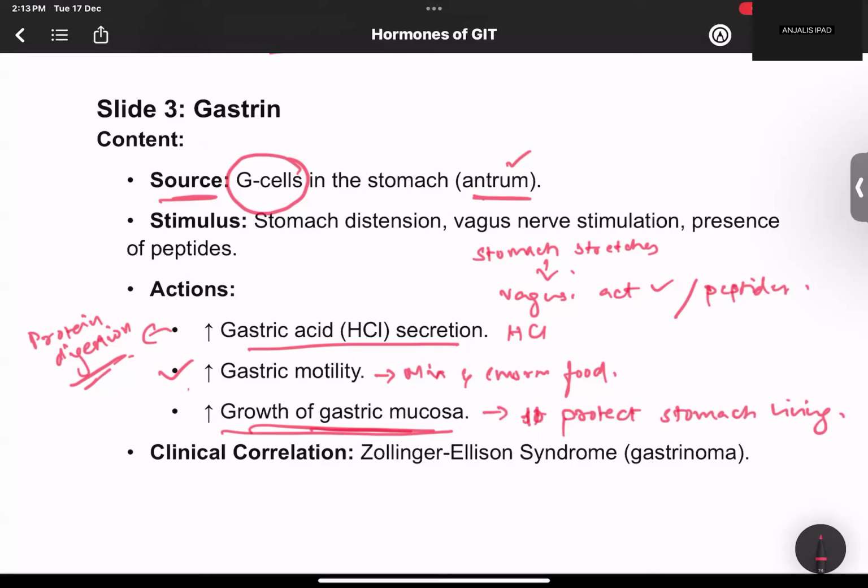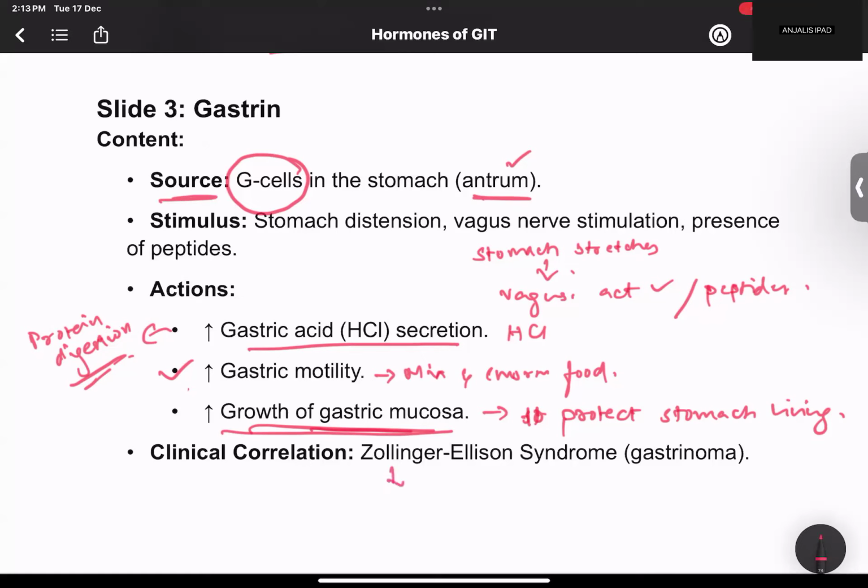Now, what is the clinical correlation? Excessive gastrin production occurs in Zollinger-Ellison syndrome, due to a gastrinoma. This can lead to very high acid secretion and recurrent peptic ulcers.